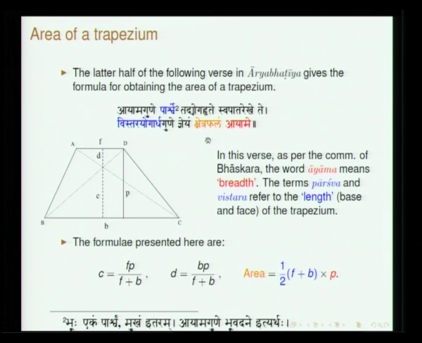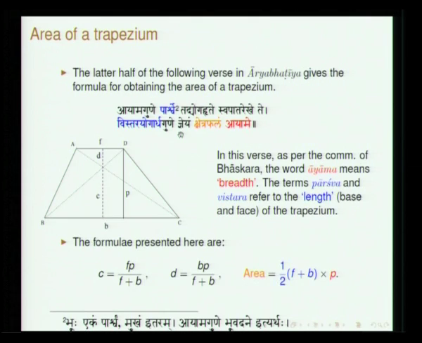Kshetra phalam. Kshetra is a certain geometrical figure, so that is the sense in which it has been used. This kshetra phalam is the area of this kshetra. Vistara yogardha gune. Vistara here is used to refer to the base and the face. In this figure, BC is the base and AD is the face.